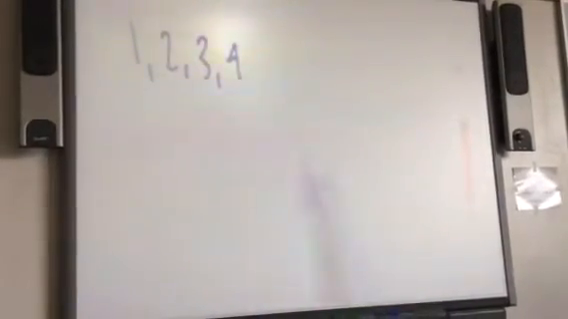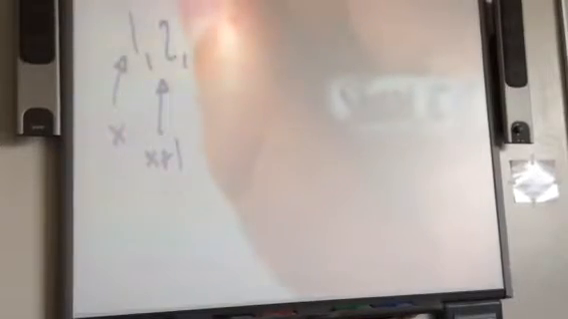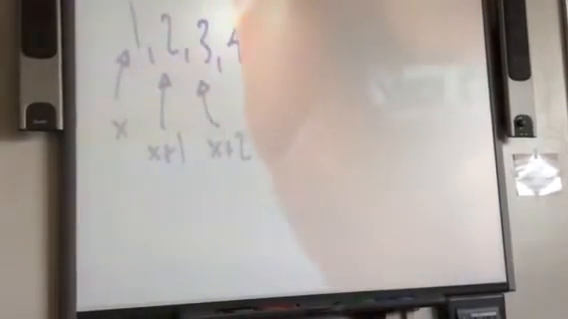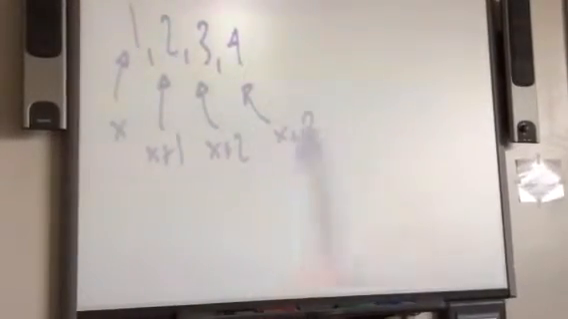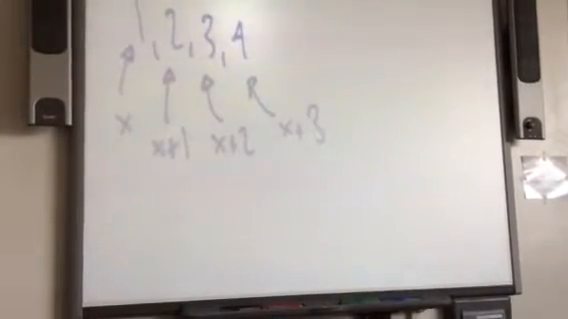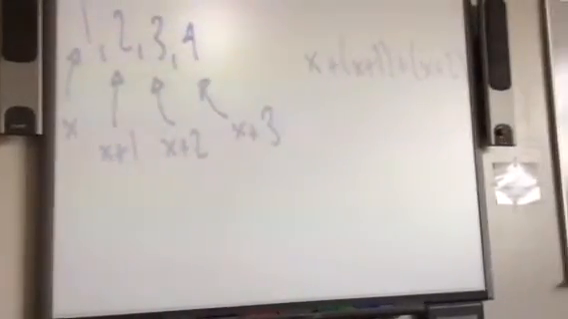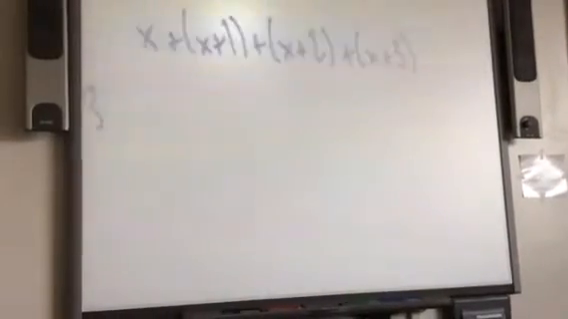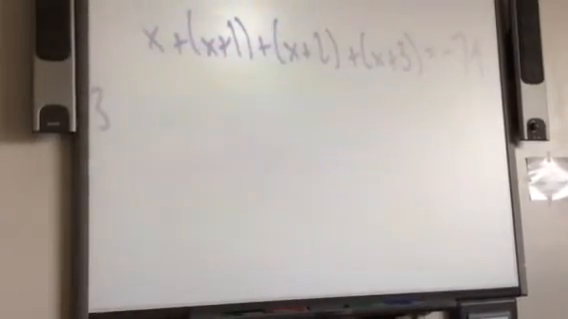So with this one, we can see it's increasing by how many each number? It's increasing by 1. So if the first one is x, the second number in that sequence is x plus 1. The next one would be x plus 2. And the last one would be x plus 3. So we're going to add up those 4 numbers and set them equal to negative 74. So we're going to do x plus x plus 1 plus x plus 2 plus x plus 3 equals negative 74.